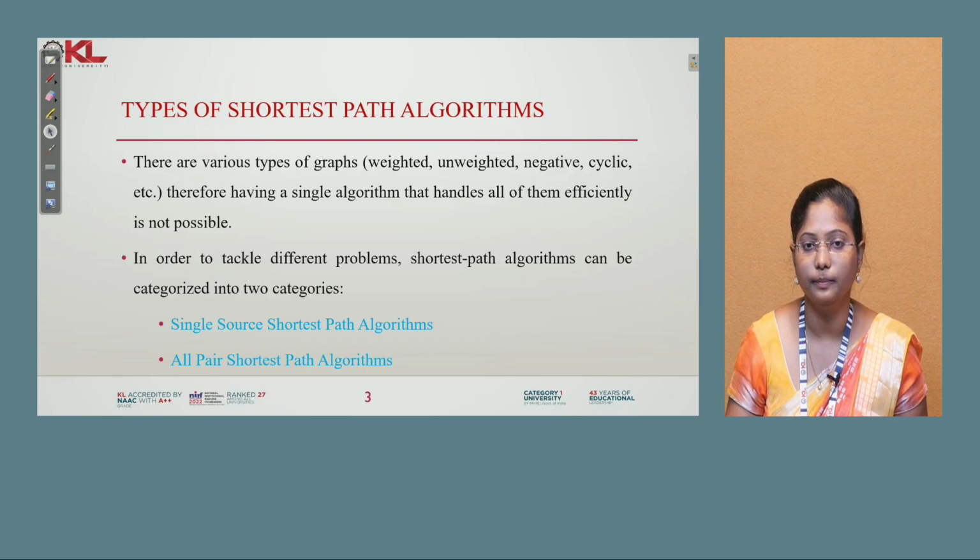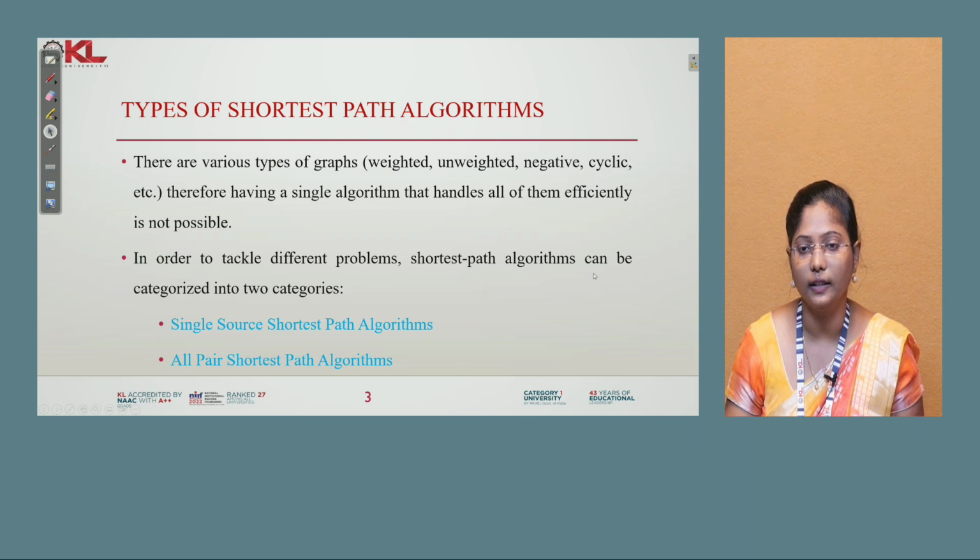So this is nothing but the shortest path. To find this, we have several types of algorithms. Generally there are various types of graphs available, like weighted graphs, unweighted graphs, negative graphs, positive graphs, cyclic, acyclic, and also directed and undirected graphs, right? A single algorithm that handles all of them efficiently is not possible. For that purpose, in order to tackle these different problems, shortest path algorithms can be categorized into two categories: single source shortest path algorithms and all pair shortest path algorithms.